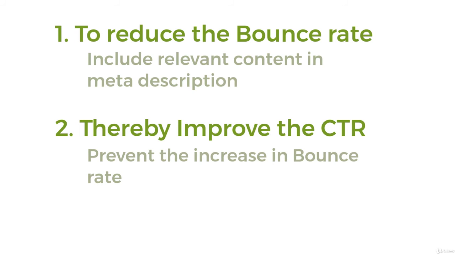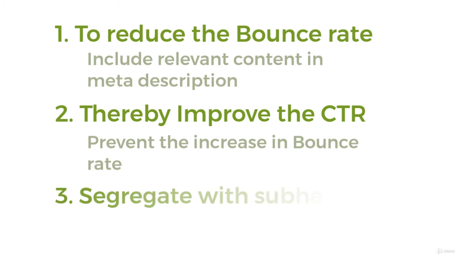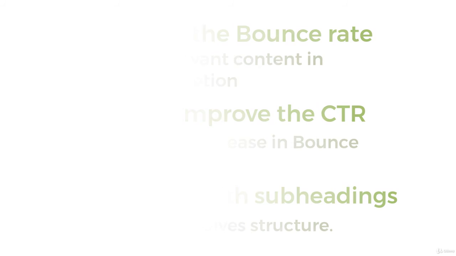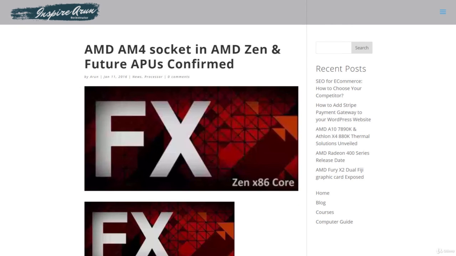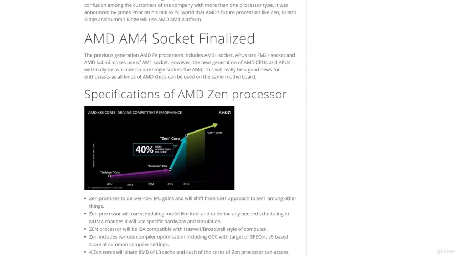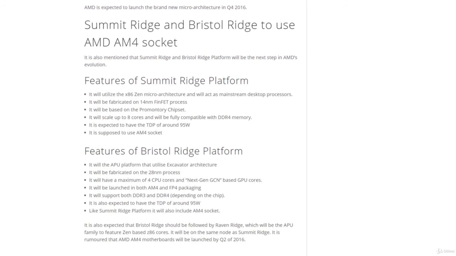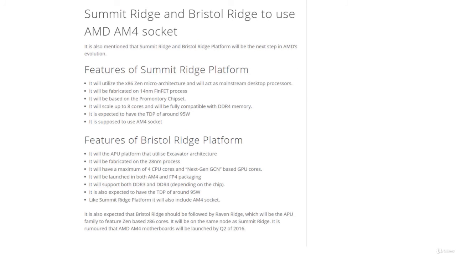Also, when you segregate the content with subheadings like H2 or H3 tags, it's easier for the reader to read and navigate. Also, it structures your post to the reader in such a way that he can directly browse to the required information section. For example, in this post, I have given two different heading 2s, that is, specification of AMD Zen processor and features of Summit Ridge platform or Bristol Ridge platform.